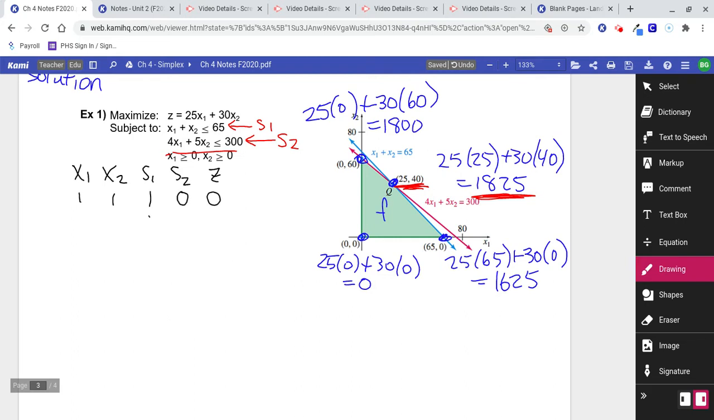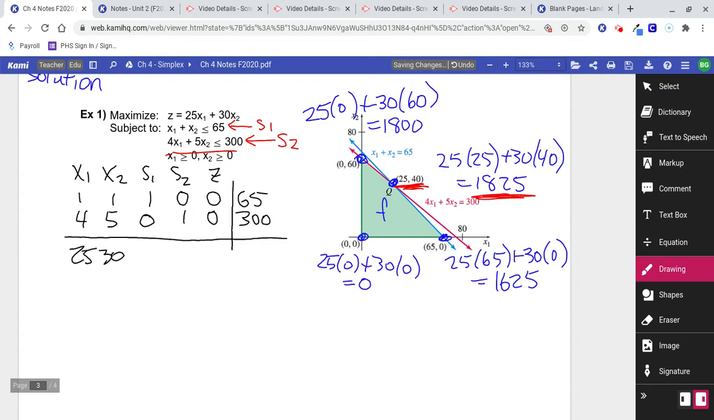Zero S2, 0Z, and it equaled 65. The second constraint said 4x1, 5x2, 0 S1, 1 S2, 0Z, and it equaled 300. Underline. And then remember, for the bottom line, you have to have standard form. A very common mistake that people make is they'll just put down a 25 and a 30 right there, but that's messed up.